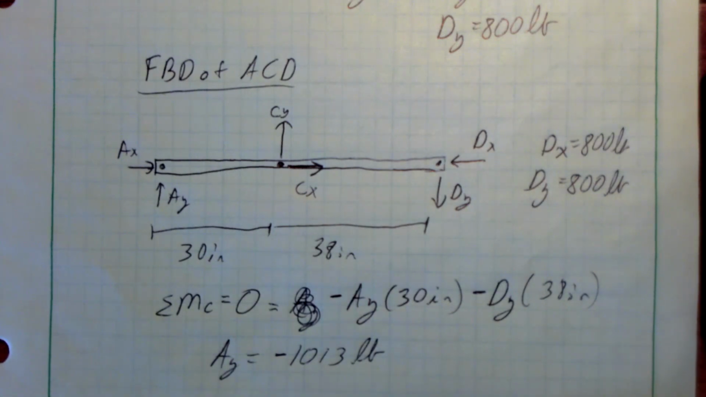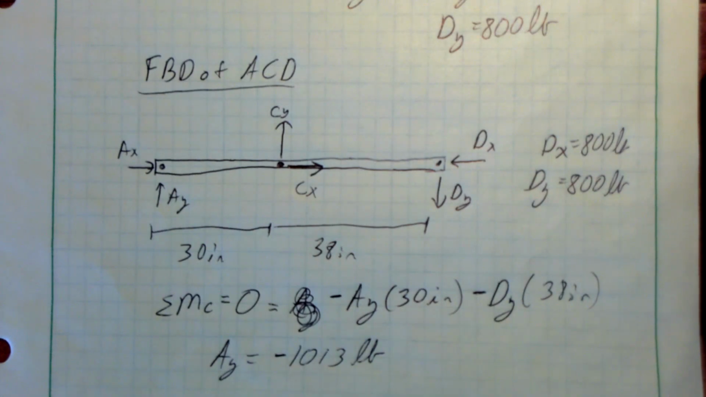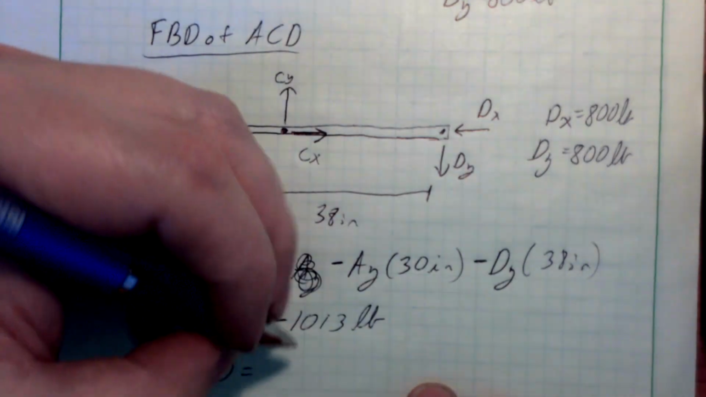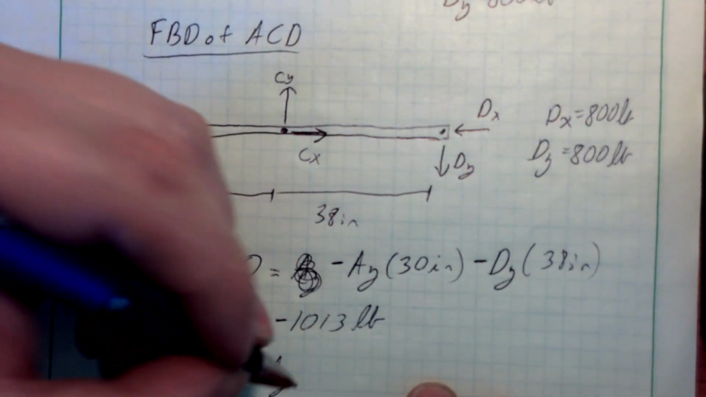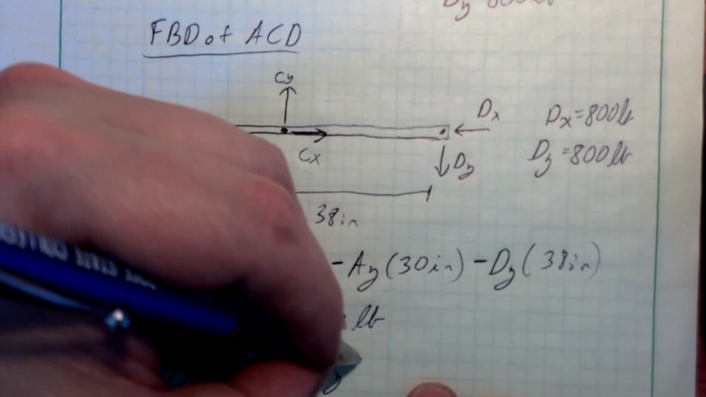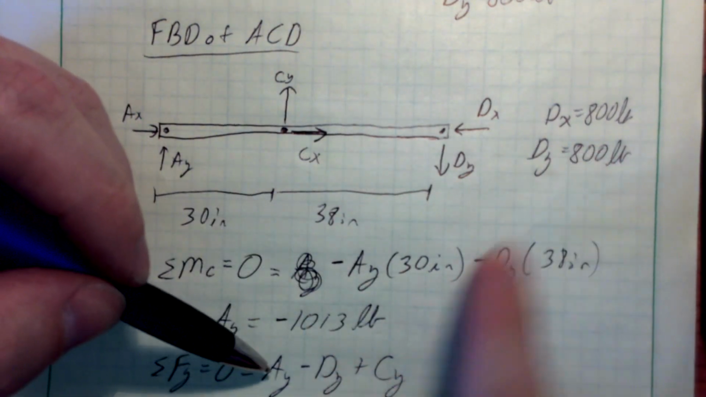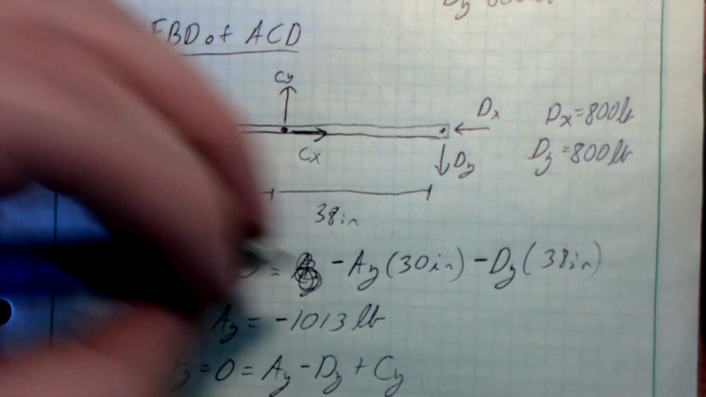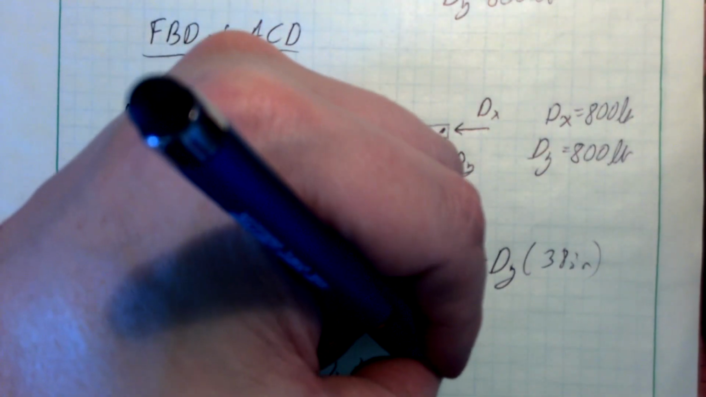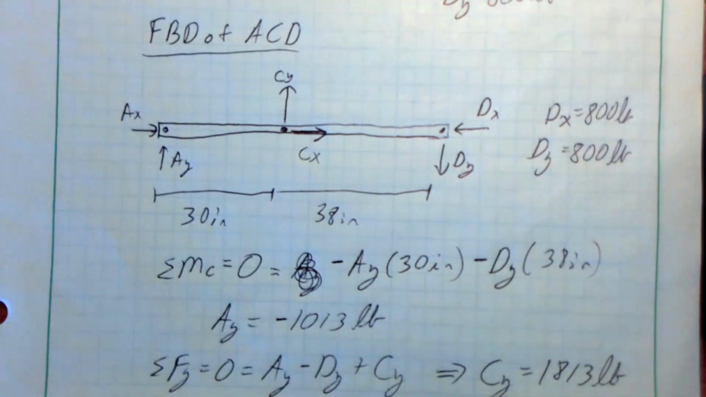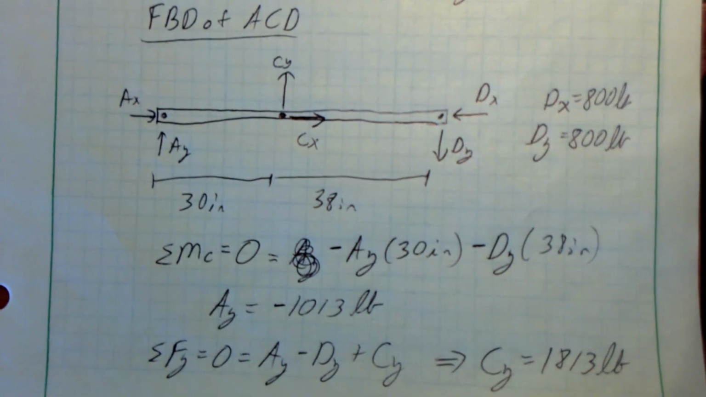Now, can I find anything else? Sure, I could find CY if I wanted to. I could find CY right now. Notice sum of forces in the y direction equals 0. Equals, I've drawn AY positive minus dy plus CY. And I found AY as a negative value. I know dy. So if I'm looking at this right, that means CY would be the sum of those two, 1,813 pounds. So I could do that.